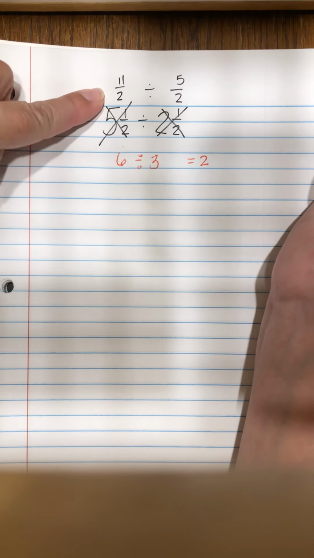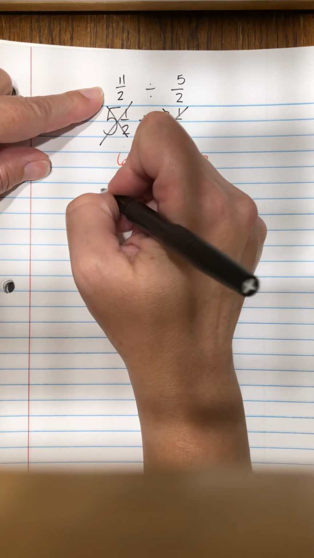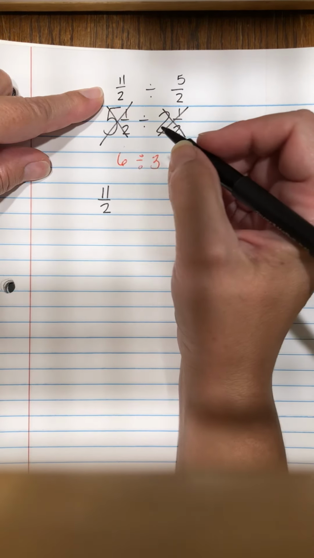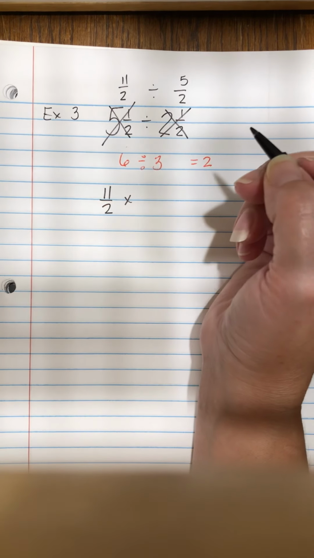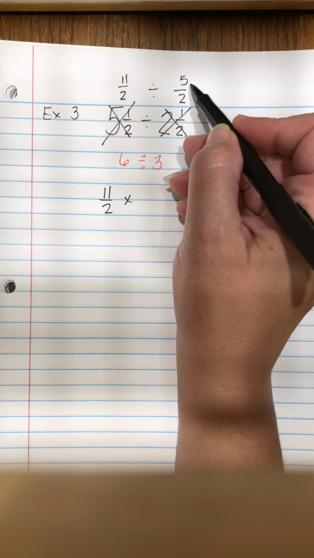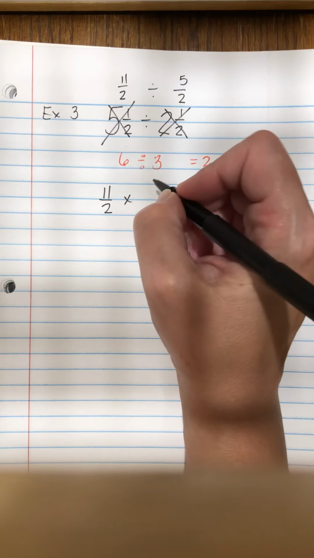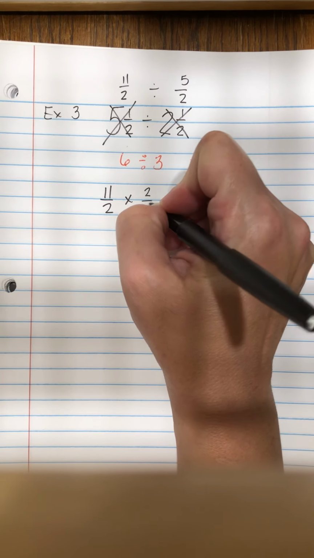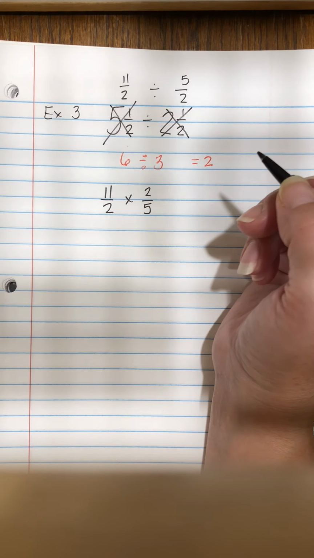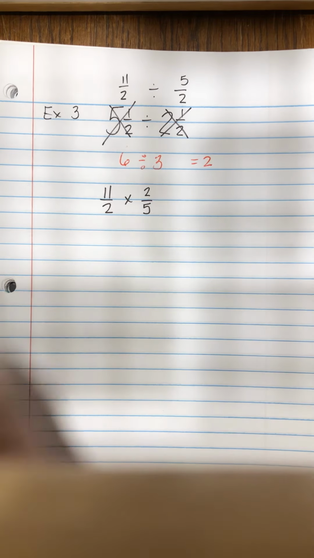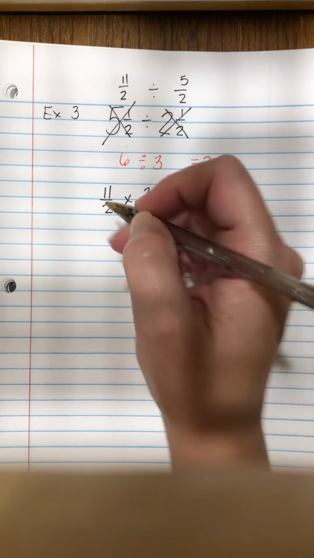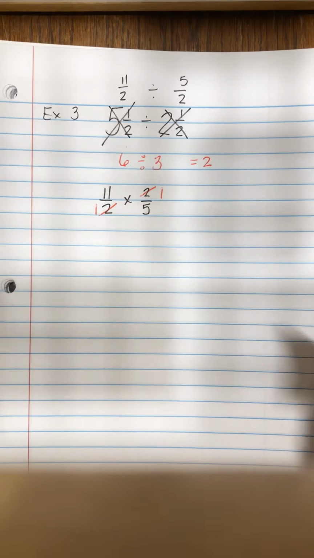Then I'll come down here and stop, drop, and roll. 11 over 2 is going to stay the same. Division turns to multiplication. I need to flip 5 over 2 to get 2 over 5. I see some cross canceling. 2 and 2 can both cross simplify into 1s.